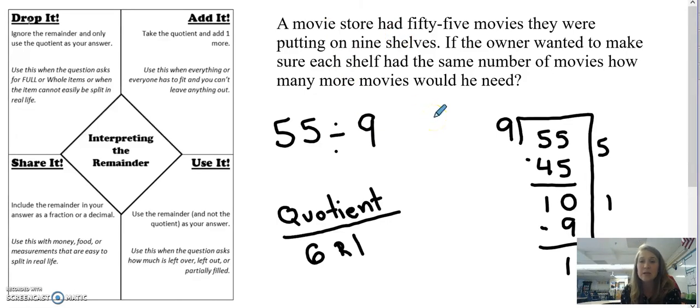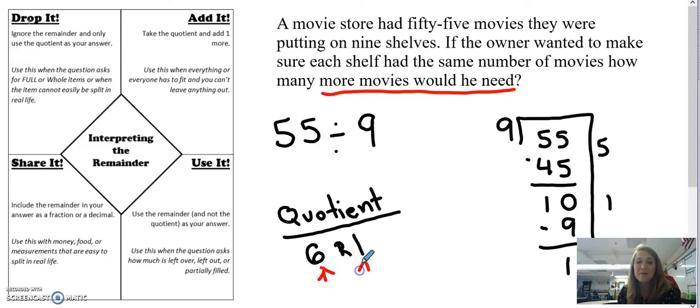And it's asking me, if each shelf had the same number of movies, how many more movies would he need? In other words, we want an equal number on every shelf. So I have to go and interpret my answer. Right away, I can see that my 6 means 6 movies on a shelf.